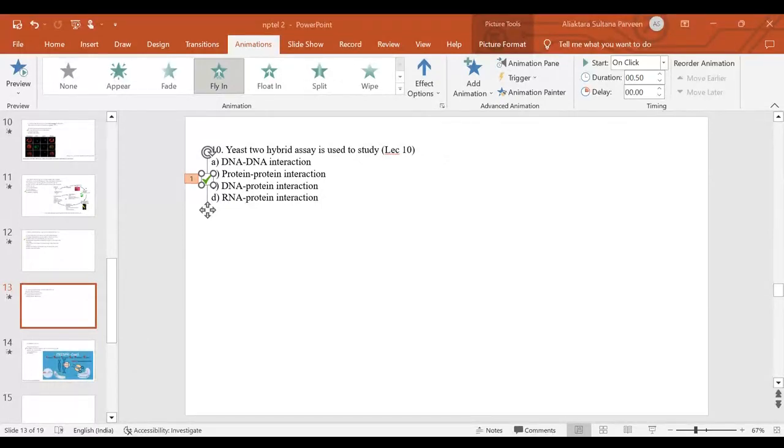Suppose the reporter gene being expressed is crucial for the growth of that yeast. So through observing the growth, it can tell whether the two proteins are interacting or not. And we know a transcription factor has two parts: one is the activation domain, and the other is a DNA binding domain. When it is split, it is split into the activation domain and the DNA binding domain, and these two proteins can be tagged with the two different halves, and that's how the system works.